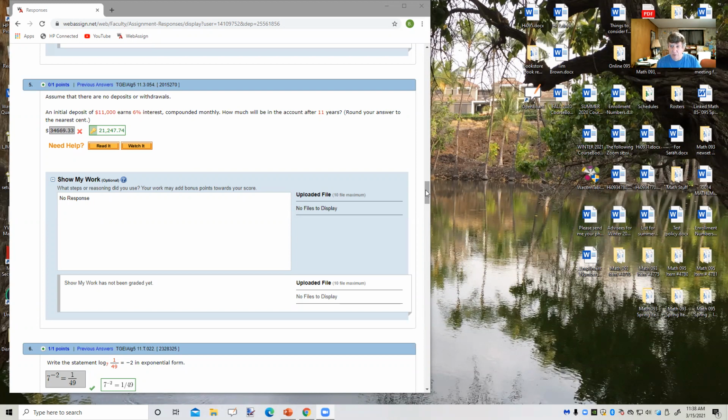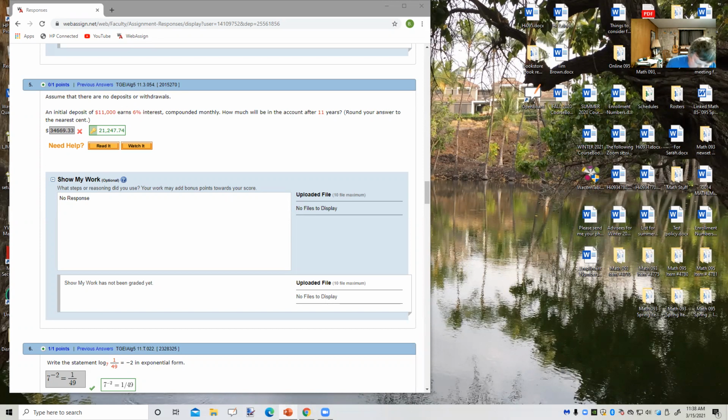Okay, first of all, we need to figure out which formula to use. It says compounded monthly. So we're going to use the formula A equals P times the quantity 1 plus r over k raised to the kt power.